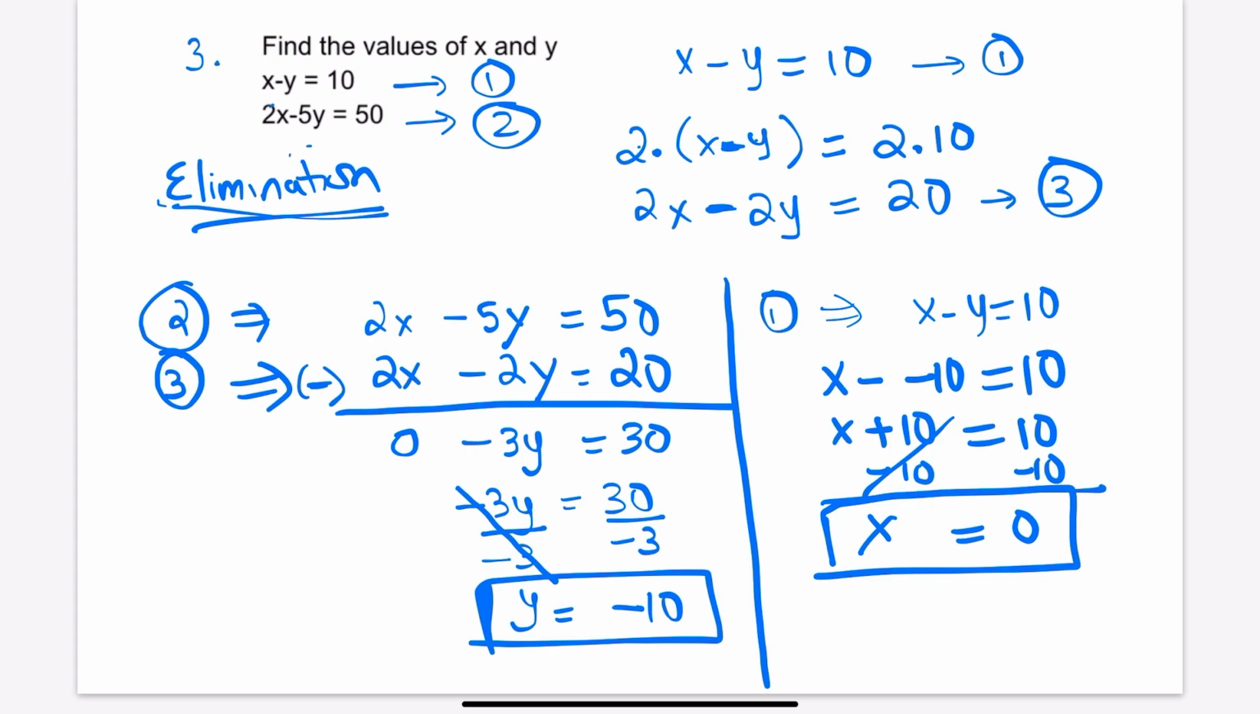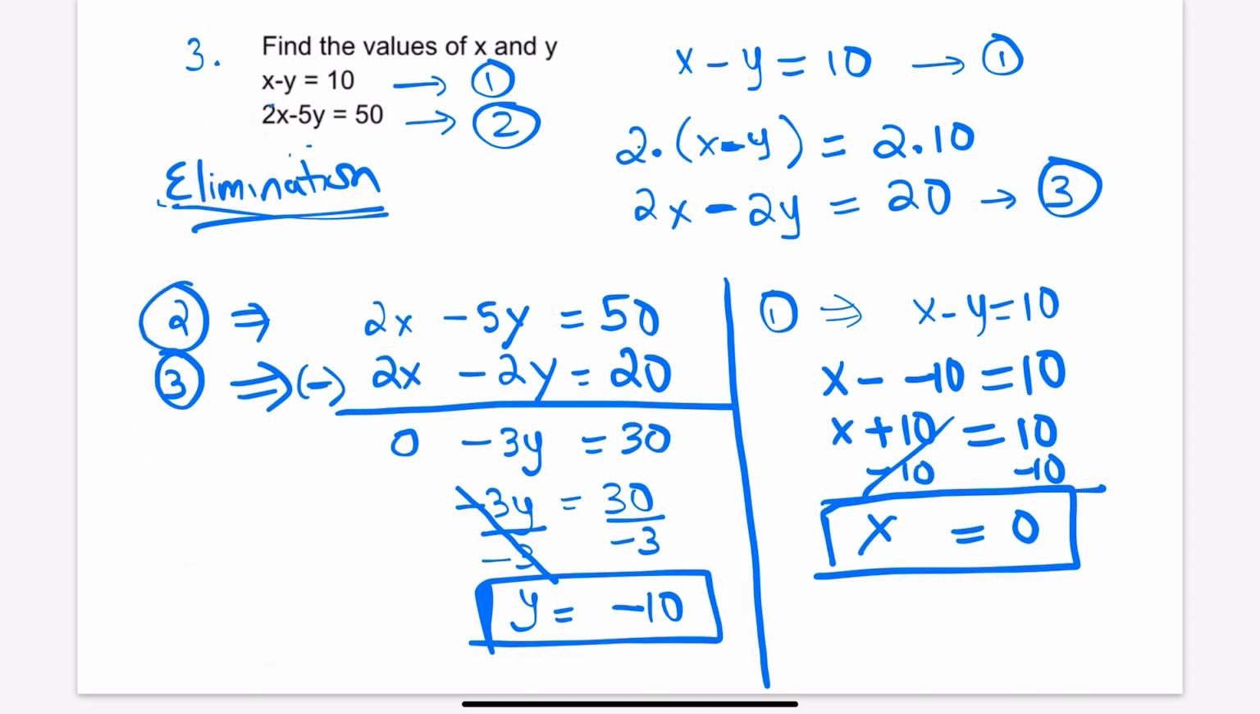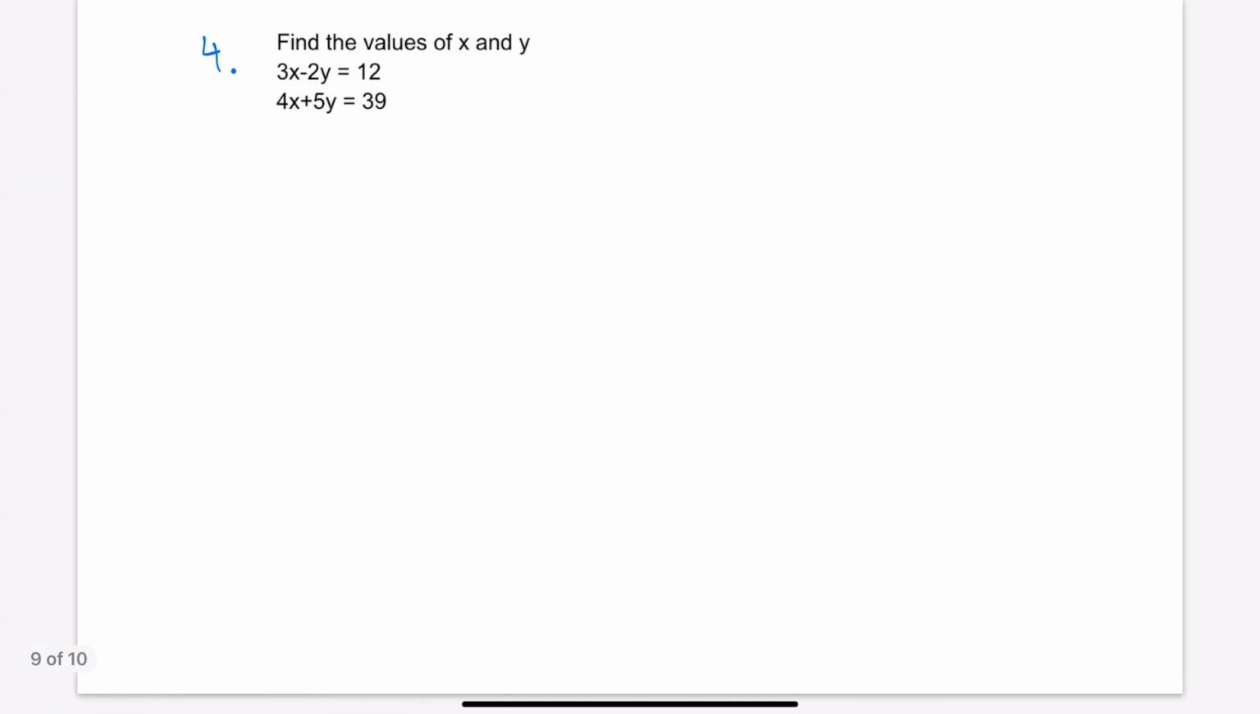You can always go back, take these values and substitute into the other equation and find out whether that equation holds. If it does, then you did a good job. So x is 0, y is negative 10 is the answer to this problem. Again, we used the elimination method here. We could have used substitution, but it would have been a bit more time consuming, I would say. Okay, let's move on to the next problem, folks.